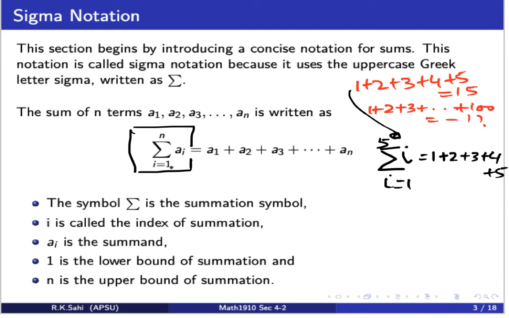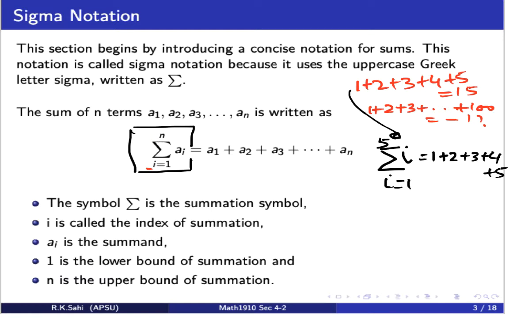Okay, so let's look at some interpretations of these. The symbol, the Greek letter sigma, is the summation symbol. The i here is called the index. So this i, guys, is the index of the summation. a_i is the expression which keeps on changing. Here it was the sum of the first 5 numbers. So this is called the summand. And 1 is the lower bound, that means where I'm going to start from. And where I'm going to end is called the upper bound of the summation.